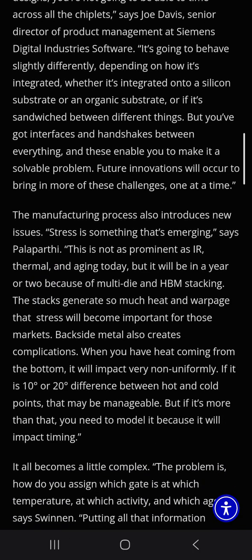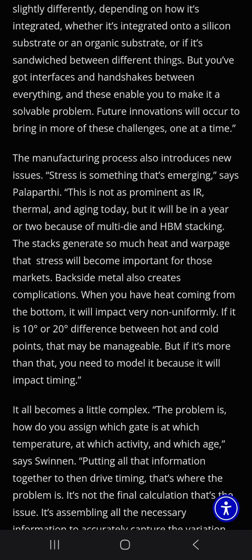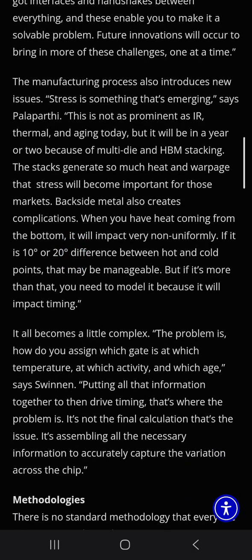The stack generates so much heat and warpage that stress will become important for those markets. Backside metal also creates complications. When you have heat coming from the bottom, it will impact very non-uniformly. If there is a 10 or 20 degree difference between the hot and cold points, that may be negligible. If it is more than that, you need to model it because it will impact timing. It all becomes a little complex.